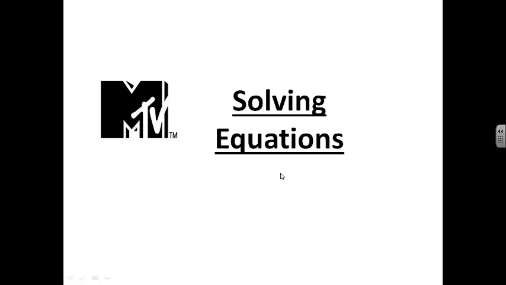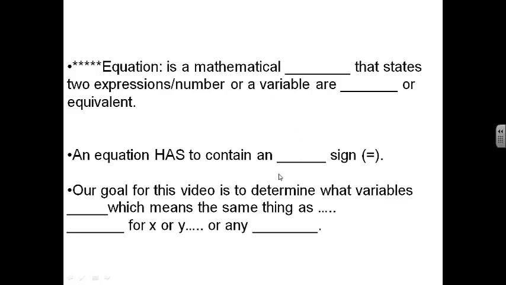We're going to be solving equations today. Now, an equation is a mathematical sentence that states two expressions, a number or a variable, are equal or equivalent. Okay, so equal means equivalent. What's another word for equal? Congruent. Okay, so equal, congruent, equivalent all mean the same thing.